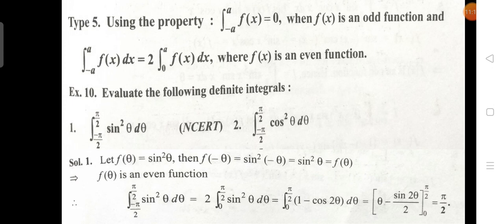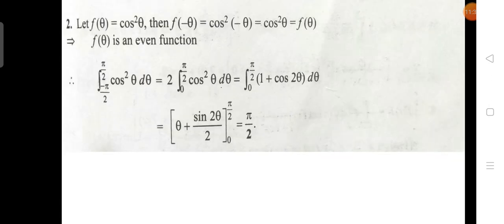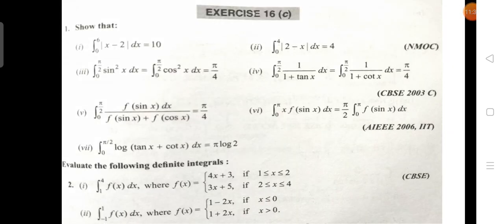And next is the last property: the integral from minus a to a of f of x equals 0 if it is odd, and equal to 2 times the integral from 0 to a of f of x dx if it is even. Like that, functions have been given for you. This is the last question and the problems also. So using these properties you have to do these problems. You have to identify whether it is a modulus function, a greatest integer function, or if an even function or odd function is given. Using these properties you can find the answers.